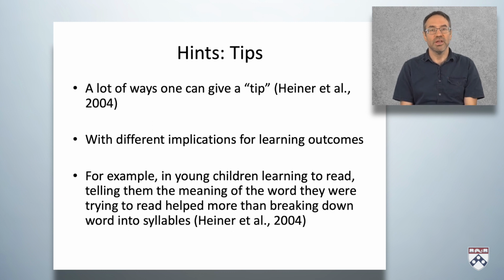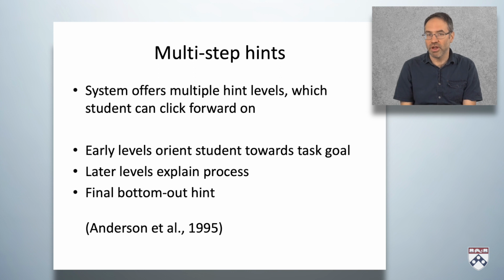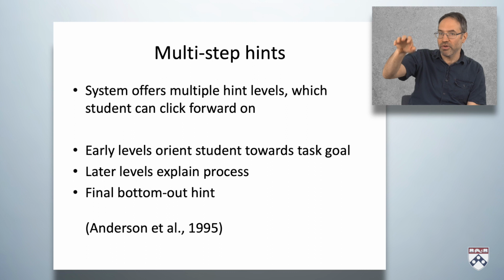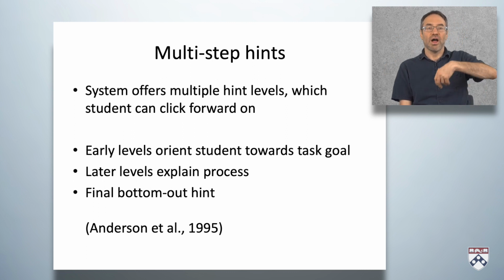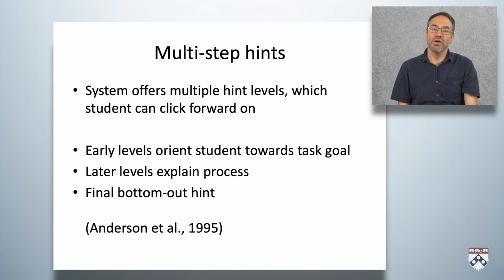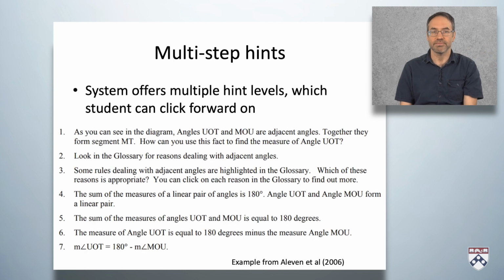For example, in young children learning to read, telling them the meaning of the word they're trying to read helps more than breaking down the word into syllables. Some systems also offer multi-level hints, multi-step hints, which the student can click forward at each level. In these cases, as recommended by Anderson, often the early levels orient the student towards the task goal, the later levels explain the process, and then there's a final bottom-out hint at the end to prevent the student from just floundering endlessly. Here's an example of this from O'Lavin et al.